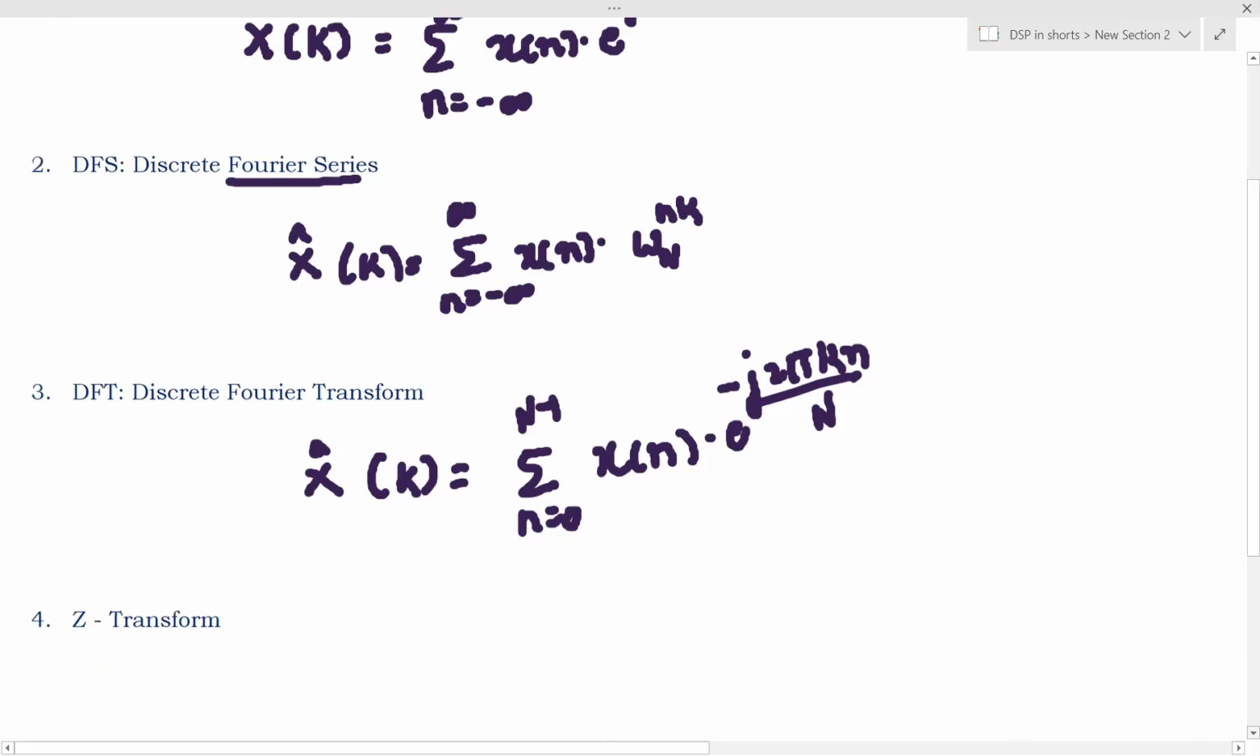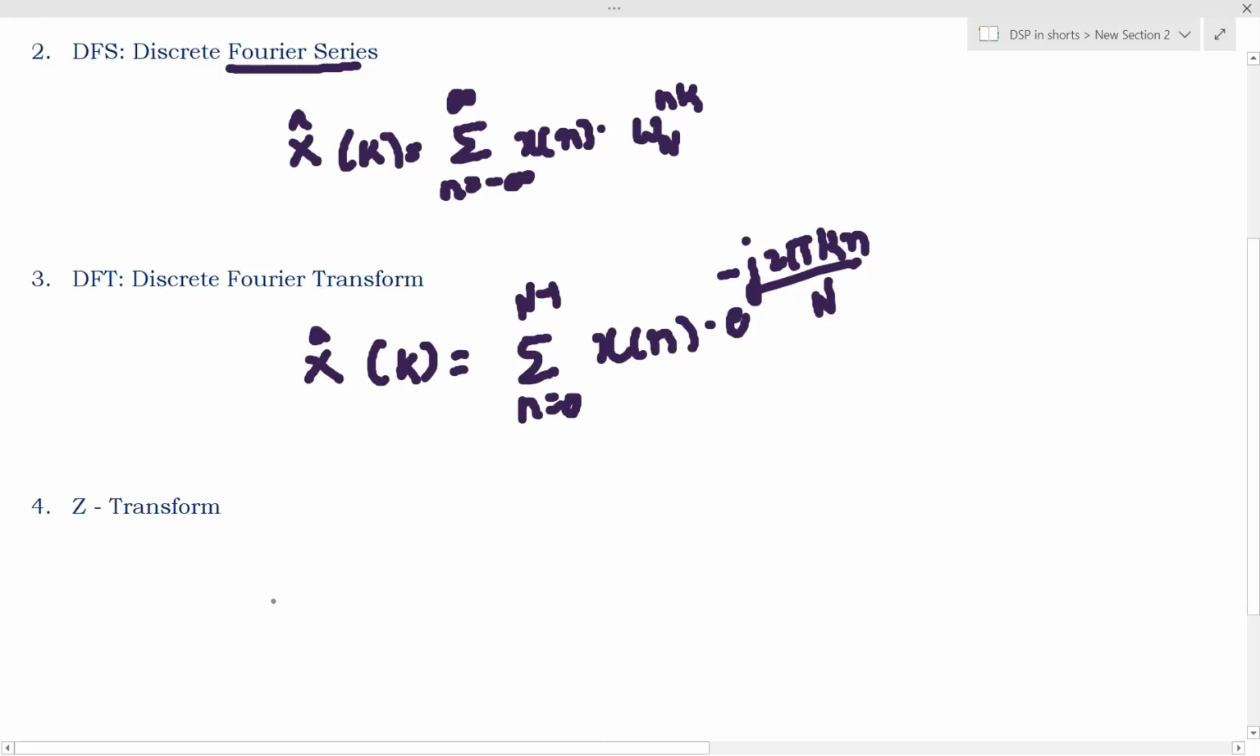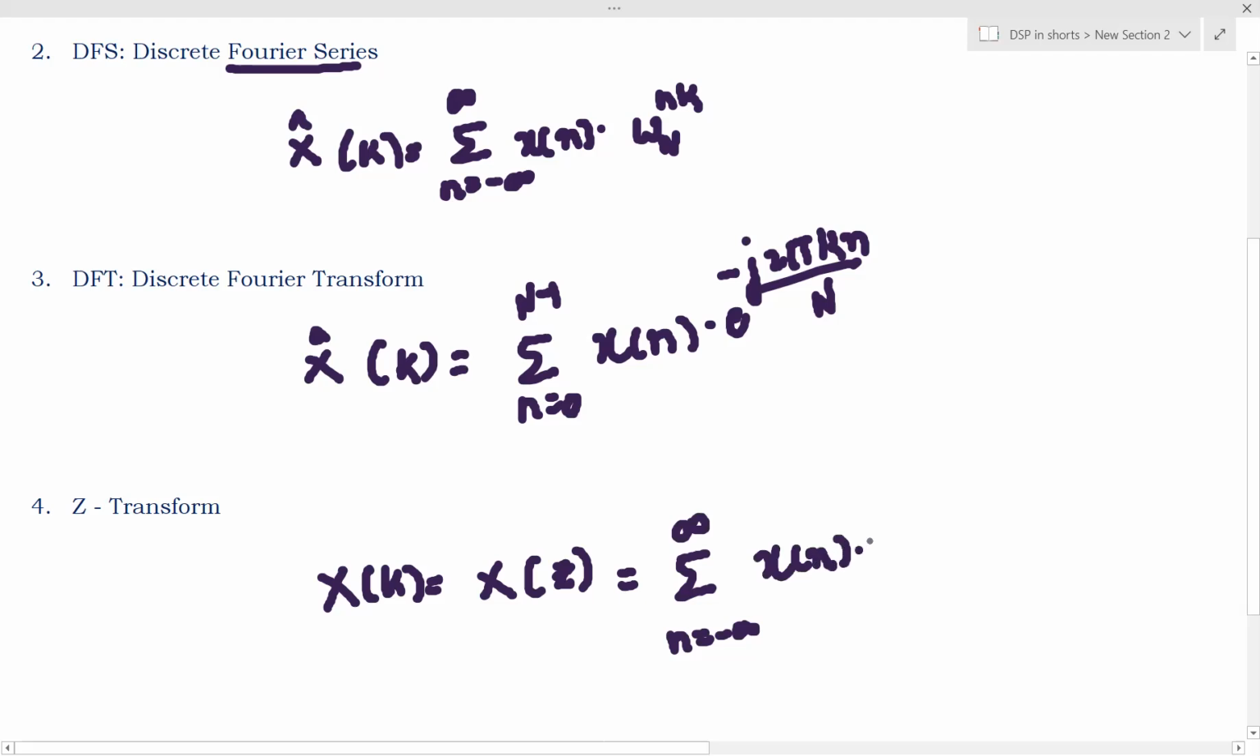Last one, that is the Z transform. The Z transform is also used to convert the time domain sequence into the frequency domain. Its equation is given by X of k, but normally we will not write it as X of k, we will be writing it as X of z. X of z will be equal to summation n equal to minus infinity to infinity x of n into z raised to minus n.